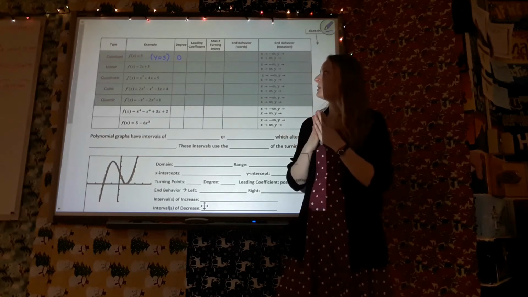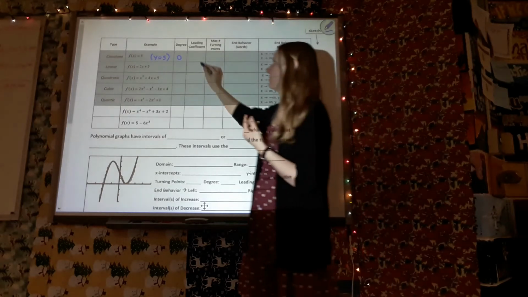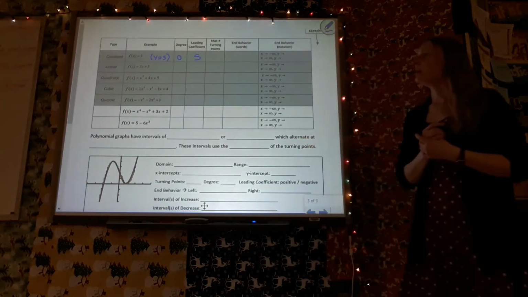What would the leading coefficient be? 5. That's really the only number we have to work with. So 5 is the leading coefficient.